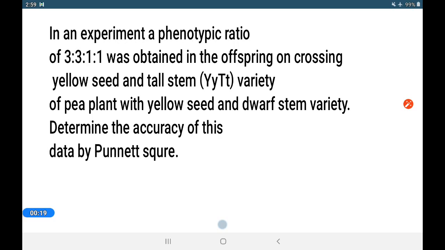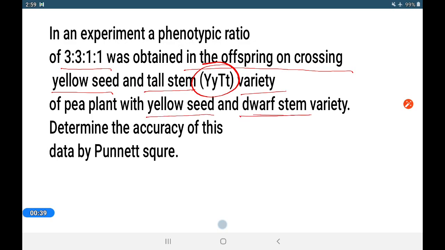In an experiment, a phenotypic ratio of 3:3:1:1 was obtained from the offspring on crossing a yellow seed and tall stem variety, whose genotype is given here, with a variety of the pea plant with yellow seed and dwarf stem. This is not given; this we have to find out. Determine this by the Punnett square.